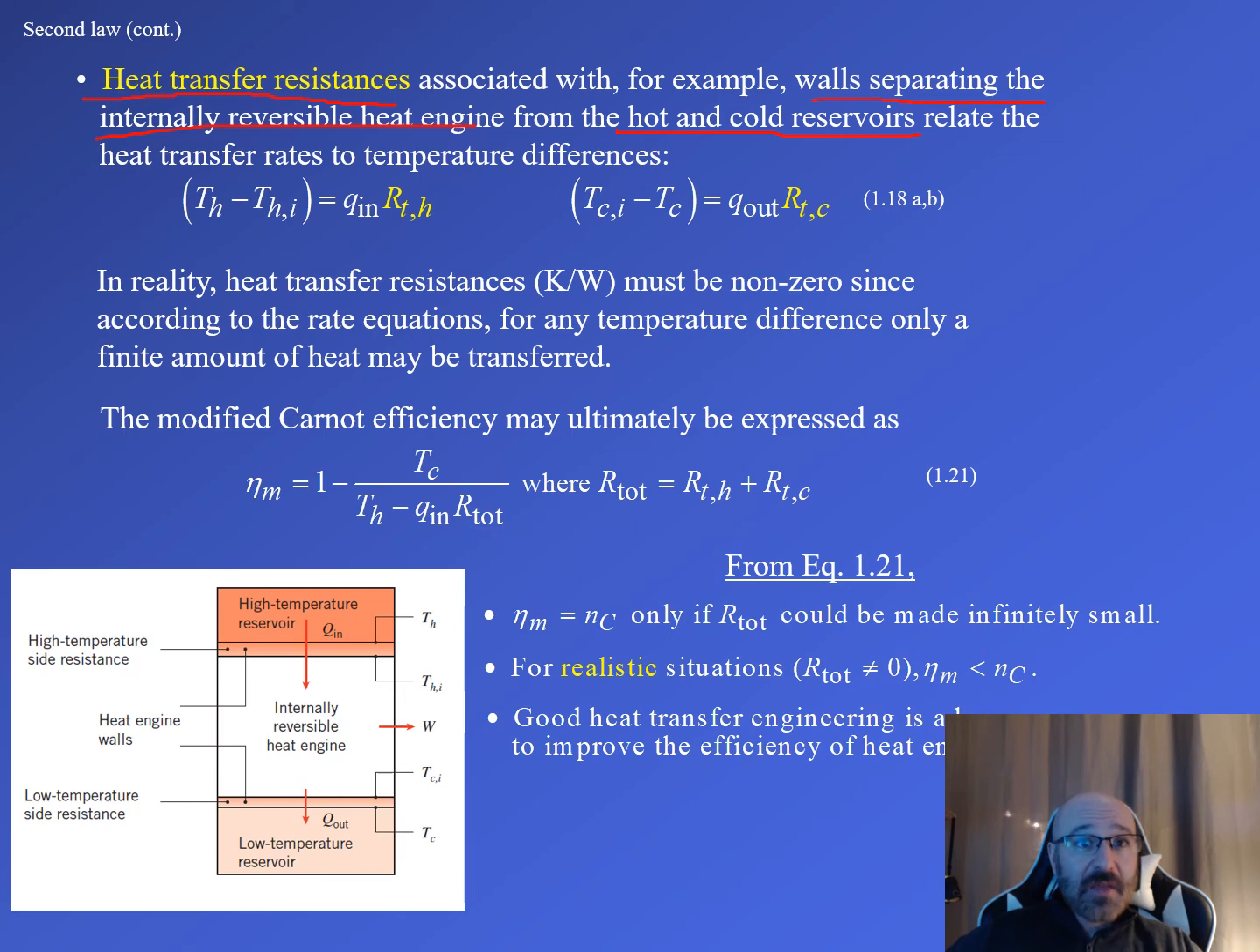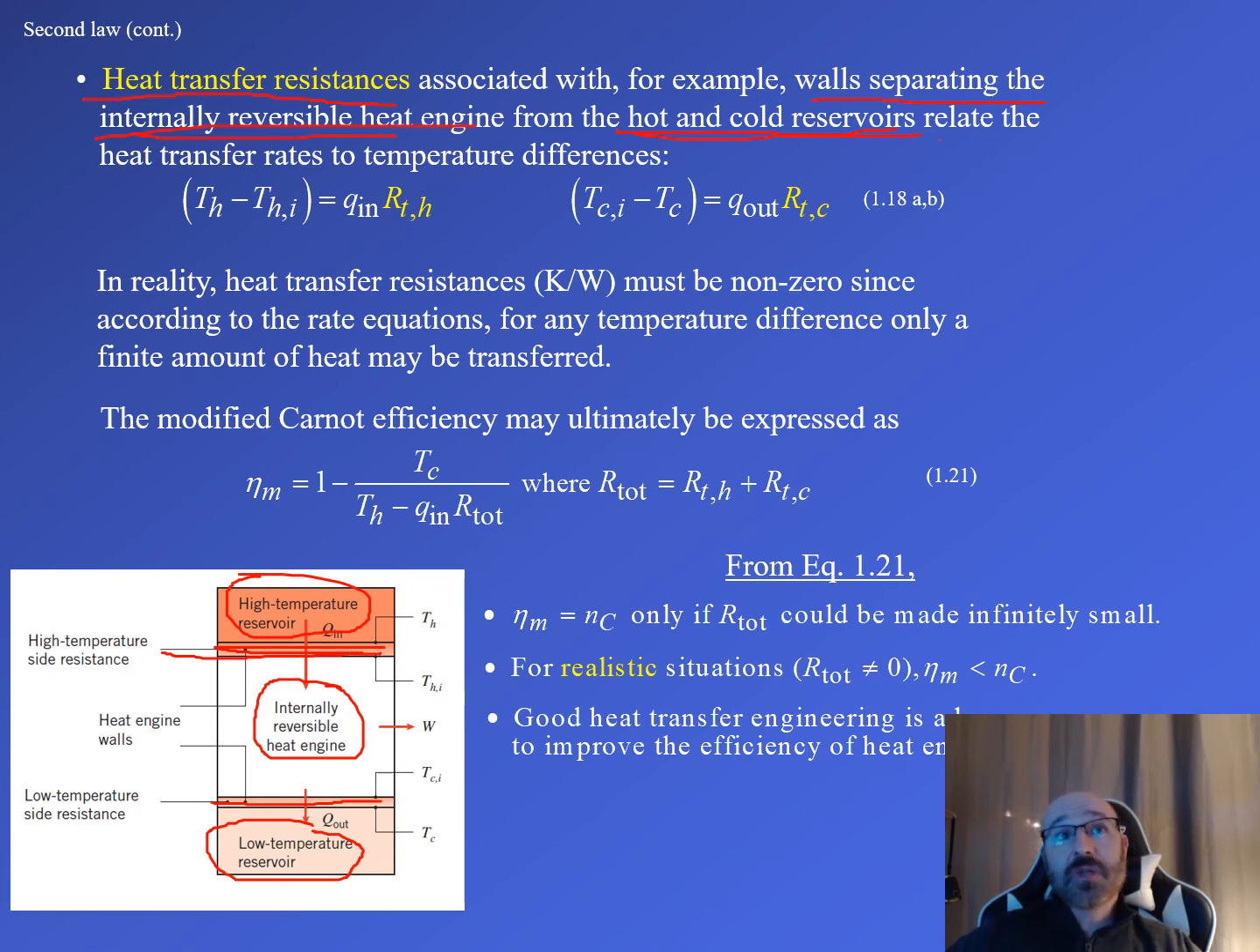You can see what they're referring to as those walls that are separating the internally reversible heat engine, so here's our internally reversible heat engine right there, from the hot and cold reservoir. So there's your hot reservoir up top here, your cold reservoir down here. So these walls are shown right here, the low temperature side resistance from the wall there, and the high temperature side resistance related to that wall right there.